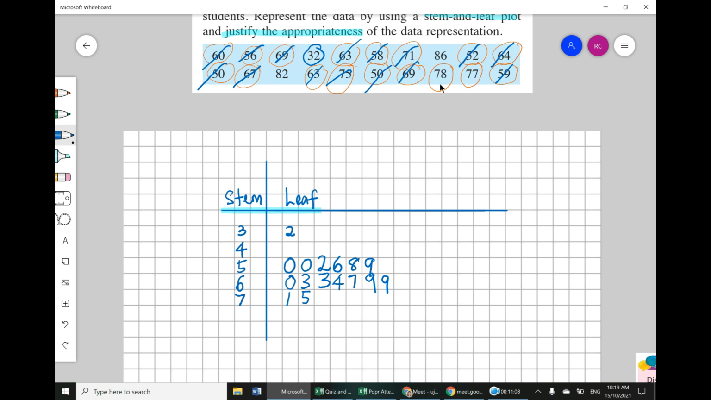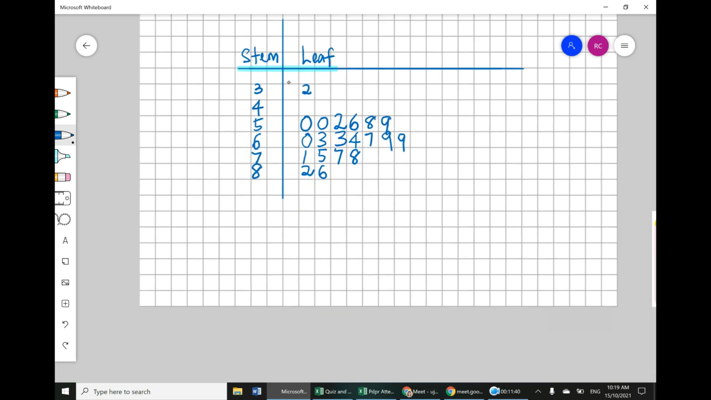77, 77. After that, 78. So I cancel right away. I fill in 7, 8. Okay, once you are good enough, you can make it faster. Now it is 8. So the leftover, there are 2 data here. 82 comes first, so we write down the 2 first. Okay, cancel it. Followed by 86. Then our stem and leaf plot for this part is done. Okay, what do you do next?